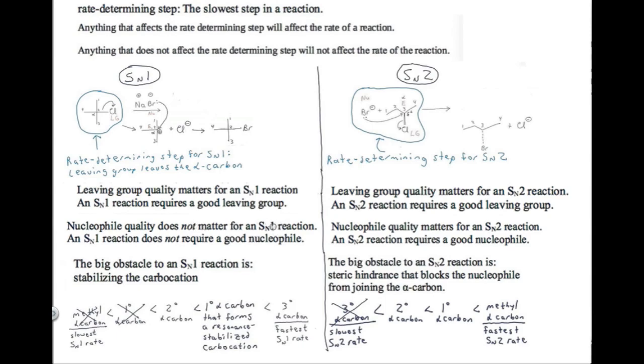That might seem strange, but remember the reason for that is that the nucleophile doesn't participate in the rate-determining step. Here's the rate-determining step for SN1, and you can see that the nucleophile is playing no role in this rate-determining step. Well, remember, anything that does not affect the rate-determining step will not affect the rate of the reaction. So improving the nucleophile quality does not increase the rate of an SN1 reaction because the nucleophile doesn't participate in the rate-determining step.